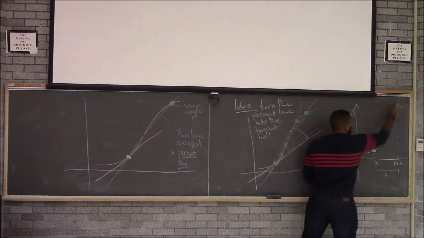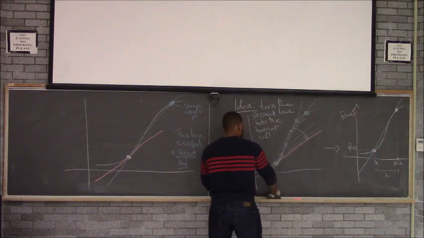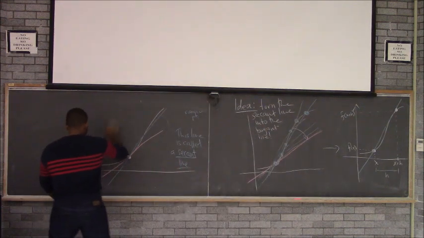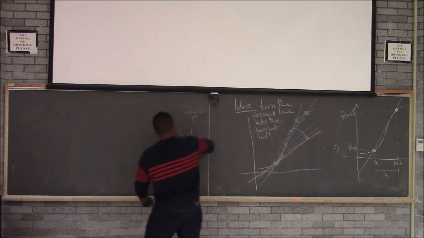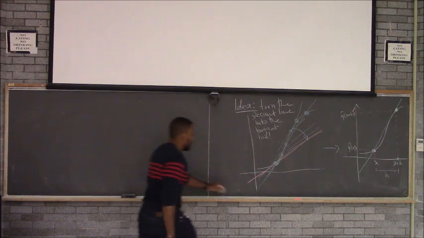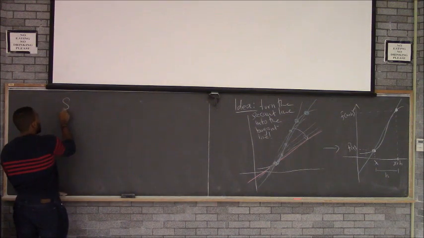So the secant line is the line going through those 2 points. Can I find the slope of the secant line? Of course I can, using y2 minus y1 over x2 minus x1, as was suggested earlier. We can then find the slope of the secant.